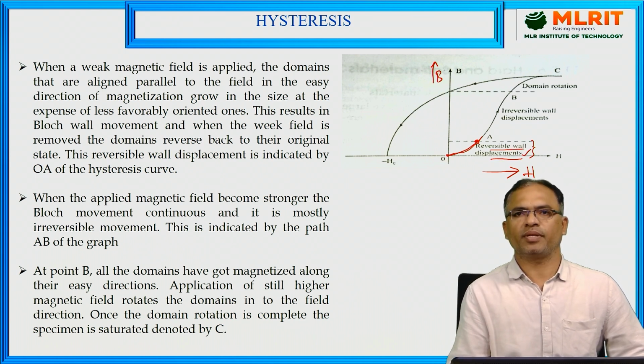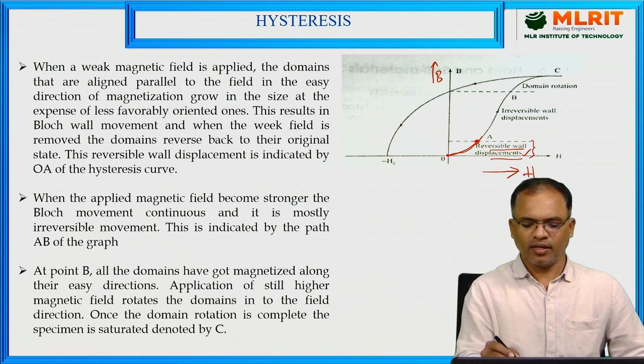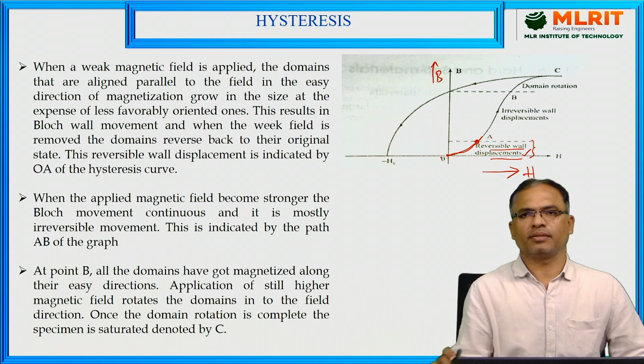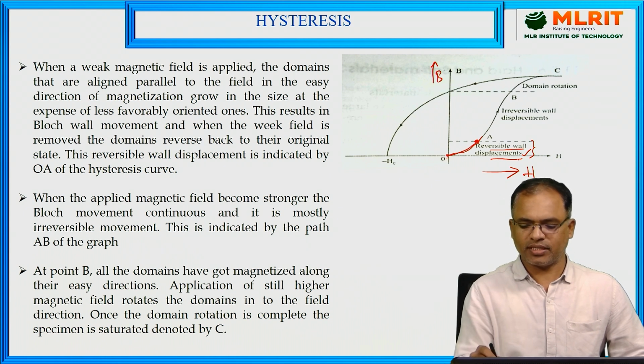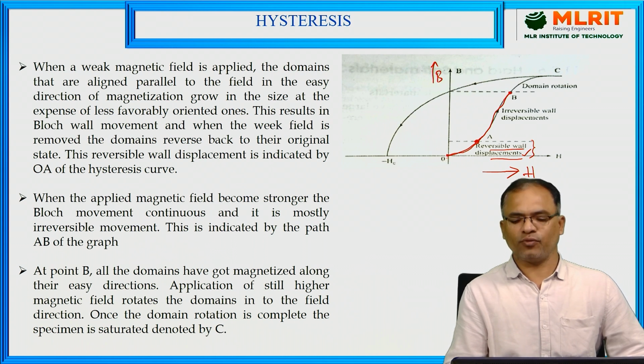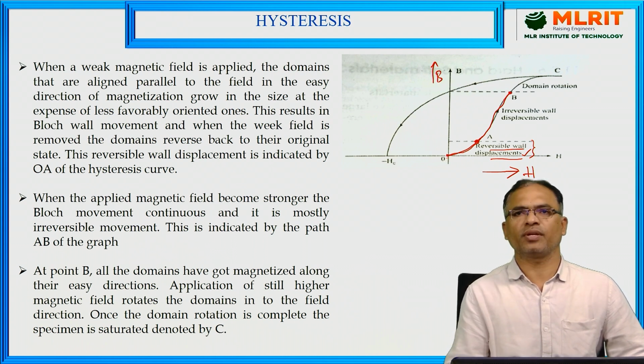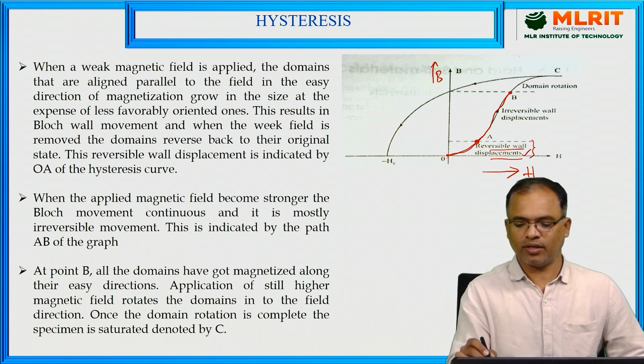Reversible domain displacement, because when we remove the applied field, magnetization decreases in the same path as when it is increased. Now, from point A, when we increase the applied field further, some more domains will come to the applied field direction, orientation takes place and magnetization takes place up to point B. At point B, if we remove the applied field, domains will not come to their initial position. They will not follow the initial path. That's why it is called irreversible domain displacement.